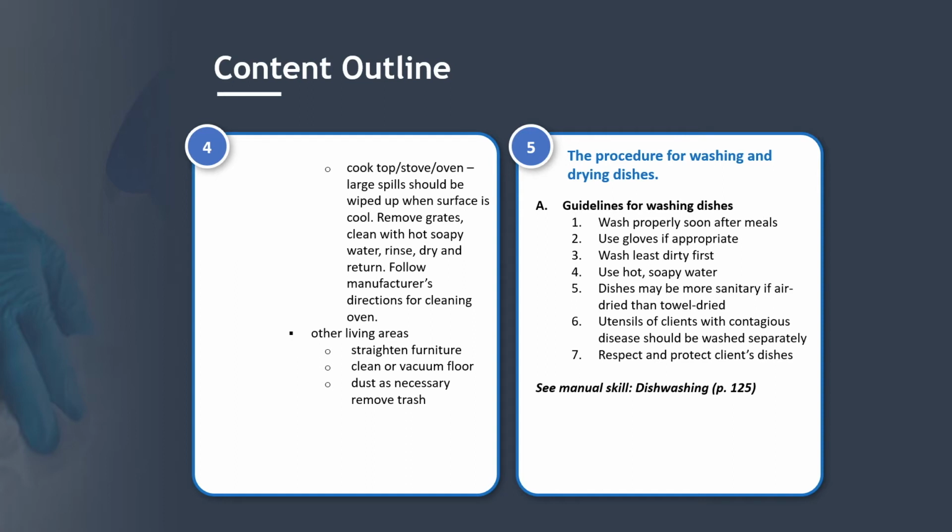Section 5. The procedure for washing and drying dishes. A. Guidelines for washing dishes. Wash properly soon after meals. Use gloves if appropriate. Wash the least dirty dishes first. Use hot, soapy water. Dishes may be more sanitary if air-dried rather than towel-dried. Utensils of clients with contagious disease should be washed separately. Respect and protect the client's dishes. See Manual Skill Dishwashing, page 125.